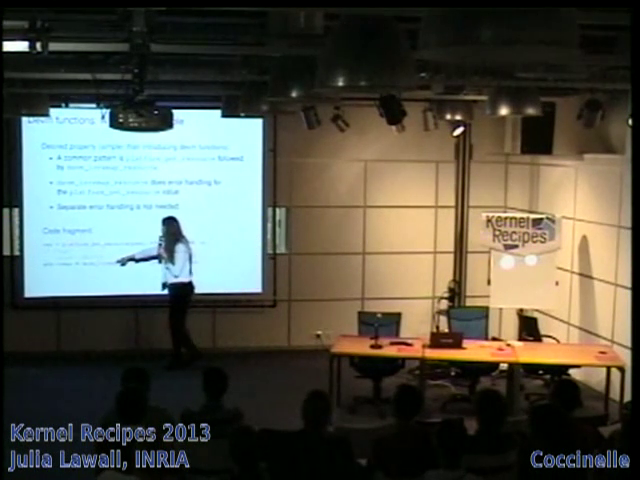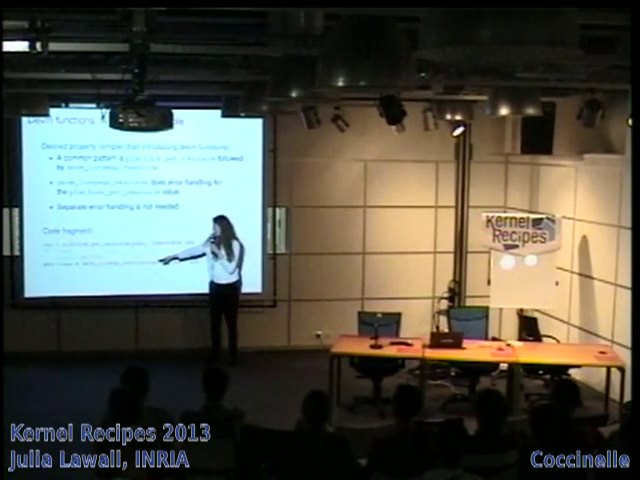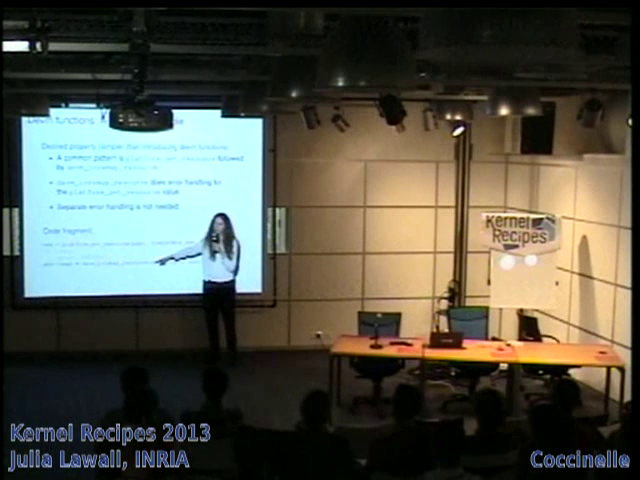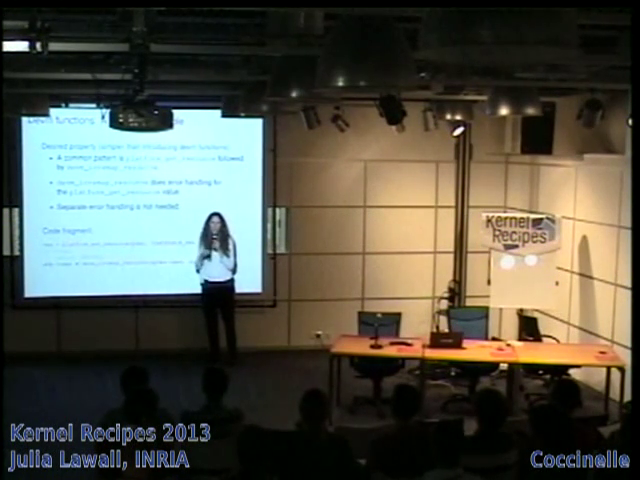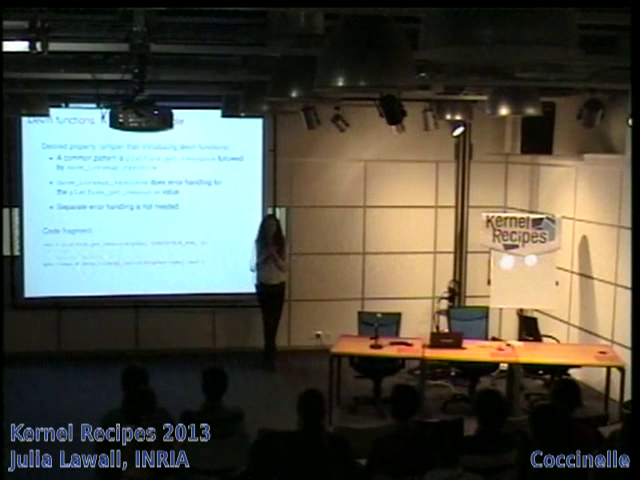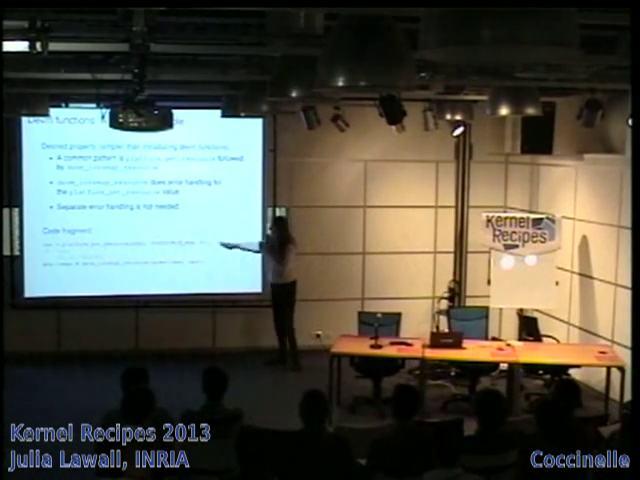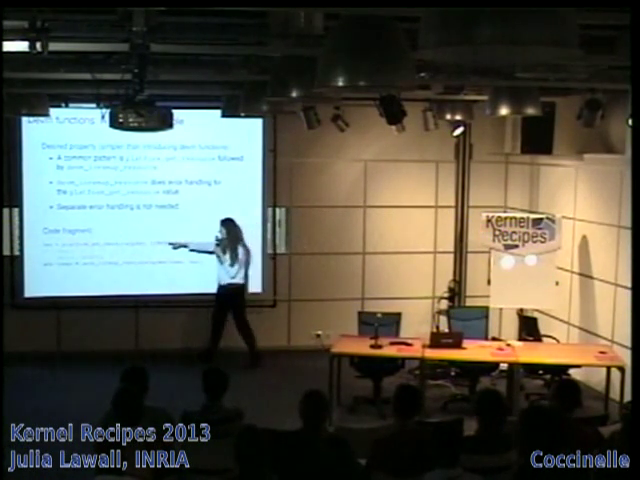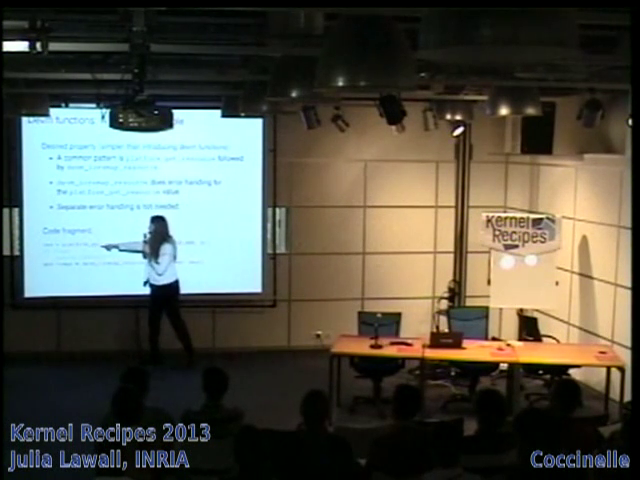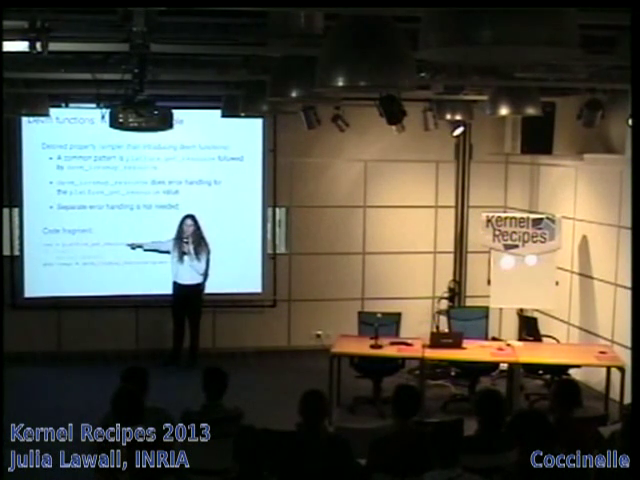So this is the function devm_ioremap_resource. This function has a bit of a complicated name. It's actually a merge of several other functions, so it actually does three things. It gets a resource as an argument, and the resource is often obtained using this function.